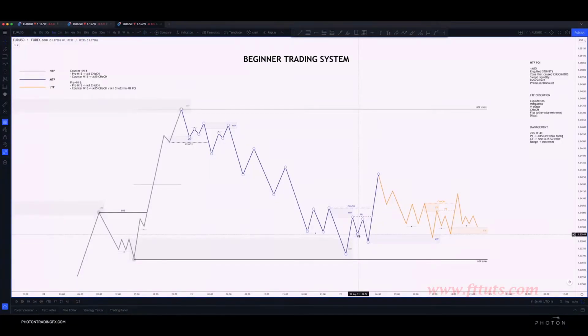Now, for some of you, this will be a strict requirement. Others of you, it will just be a confluence. Does it have inducement? In this case, on the M1, we can see we have those equal lows above the zone. So yes, it does have inducement in that case. And then premium and discount. If we were to put on the range on this M15 leg from the low to the high, we can see that it is in a discount.